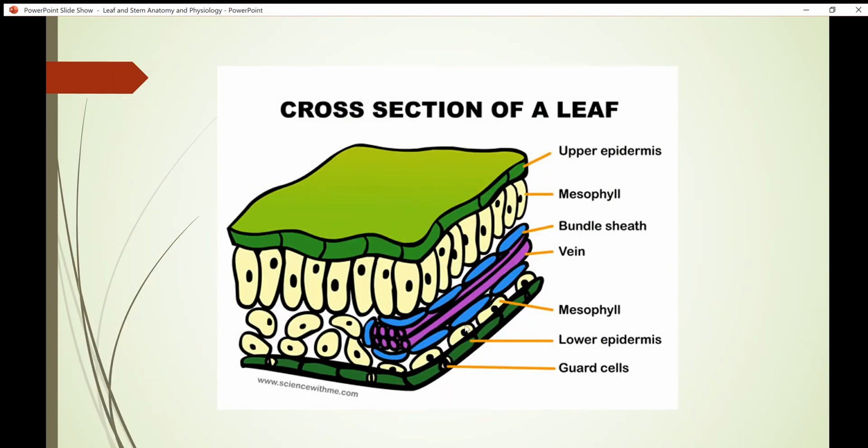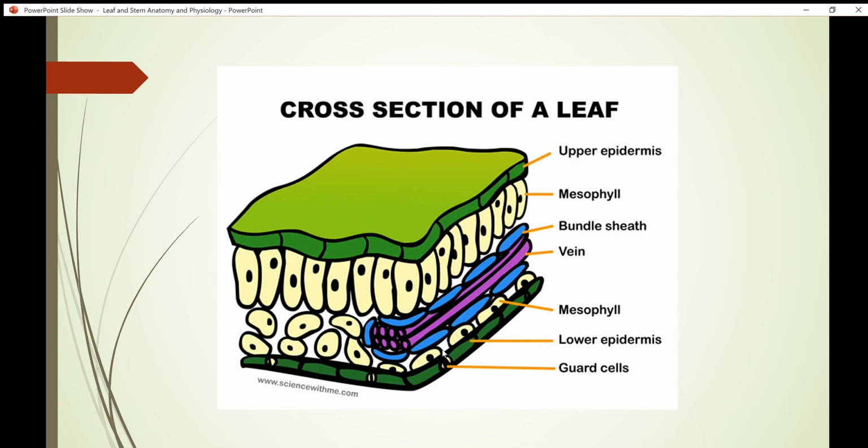So this is a diagram of the cross-section of a leaf. It's animated, of course, but we see the upper epidermis, then we see a layer of mesophyll. Right here is a vein, okay, bundle sheath, so that's where we see the xylem and phloem. And we have the lower epidermis and another layer of mesophyll. And then we have guard cells.